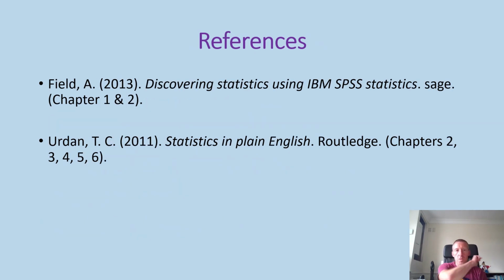Right, so a couple of references for people to look at if they want to. The first one's the Andy Field statistics textbook. Because we're using SPSS on this course at the moment, Discovering Statistics Using IBM SPSS is a useful textbook, chapters 1 and 2. The other one that I like, which you can access an electronic copy of through the library, is Statistics in Plain English. If you look at chapters 2, 3, 4, 5, 6, it goes over a lot of this stuff.